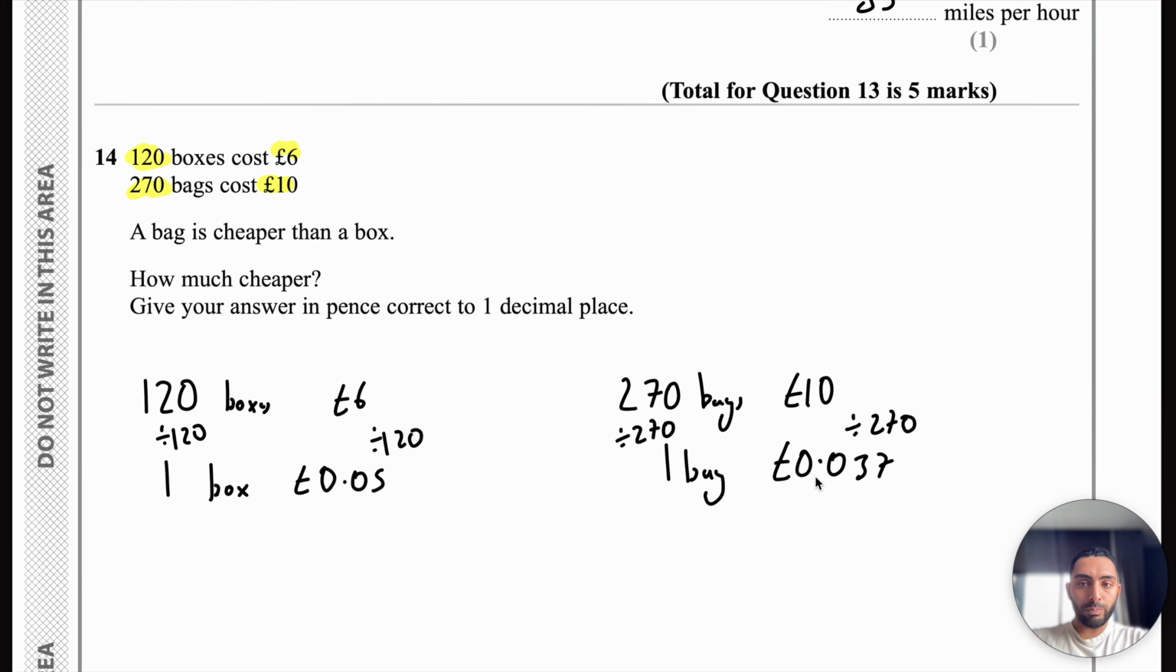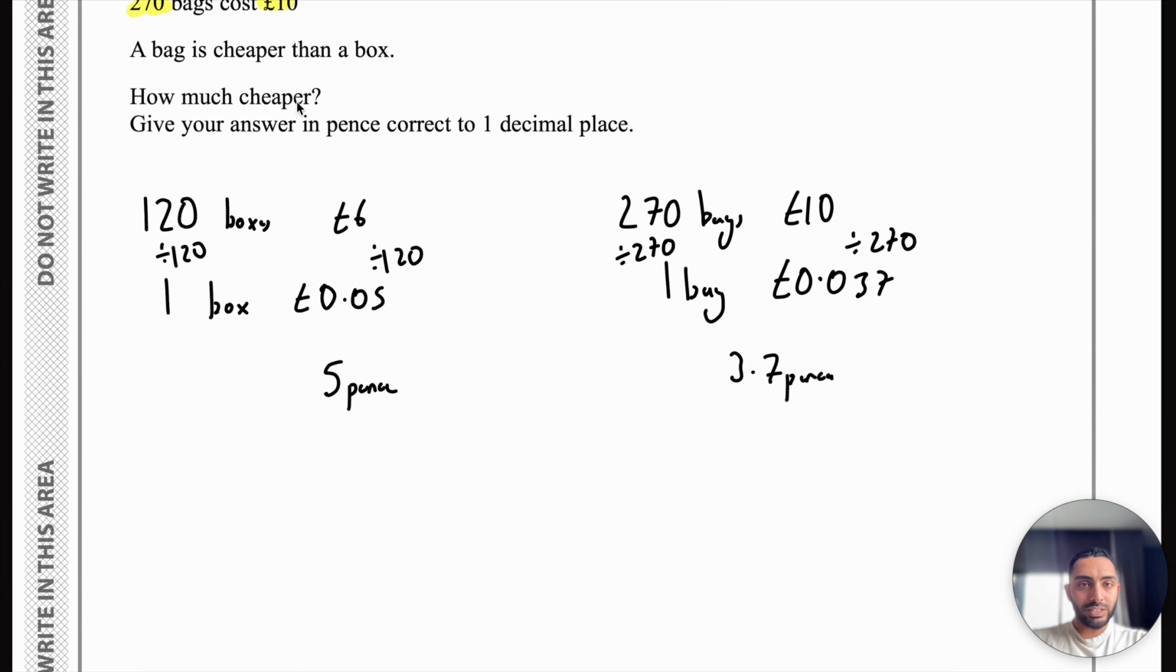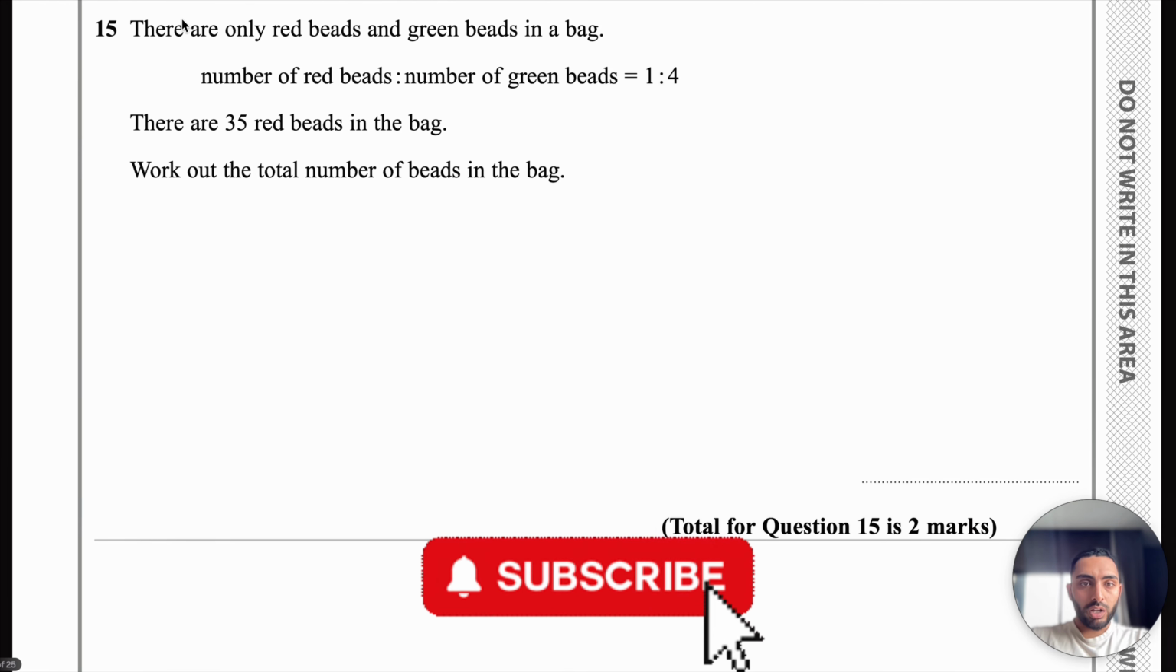Need to remember these are in pounds. We want to compare our answers in pence, so I'm just going to convert these into pence. Converting pounds into pence, you multiply by 100, so that would be 5 pence. And for this one, I'd move it 2 decimal places to the right, multiplying by 100, that would give me 3.7 pence. The bag is cheaper. I just need to find out how much cheaper. So I'm going to do 5 take away 3.7, which gives me 1.3. So it's 1.3p cheaper.